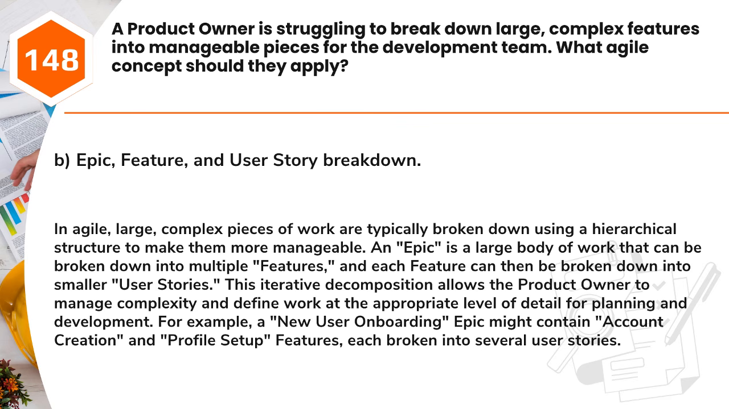Answer: B. Epic, feature, and user story breakdown. In Agile, large, complex pieces of work are typically broken down using a hierarchical structure to make them more manageable. An epic is a large body of work that can be broken down into multiple features, and each feature can then be broken down into smaller user stories. This iterative decomposition allows the product owner to manage complexity and define work at the appropriate level of detail for planning and development. For example, a new user onboarding epic might contain account creation and profile setup features, each broken into several user stories.